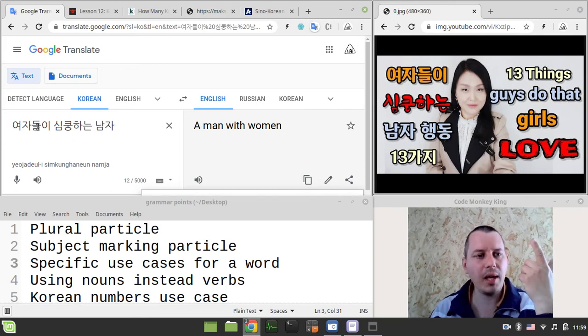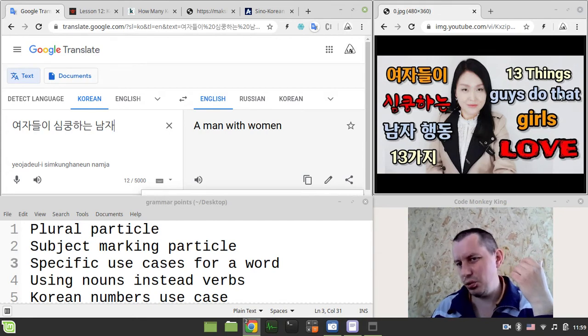So you see, we have the plural number for women, however, we don't have it for men. So guys do. So this might be true. This reminds me of one little thing. This might be not just 13 things guys do, but in Korean it might also mean 13 things a guy does, not guys do, but a single guy does.